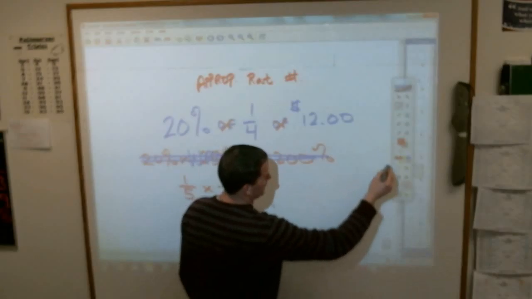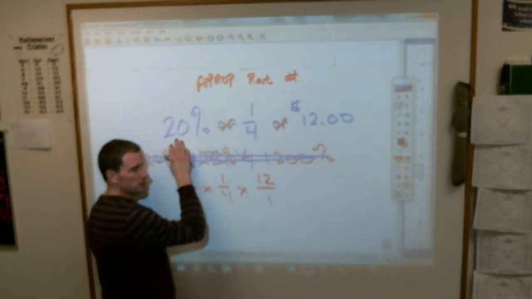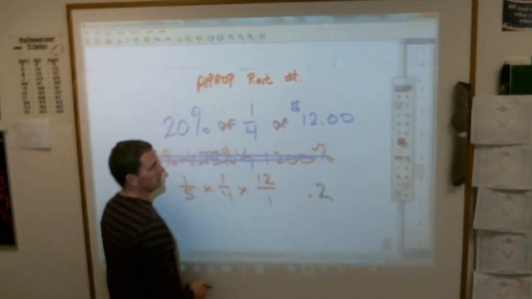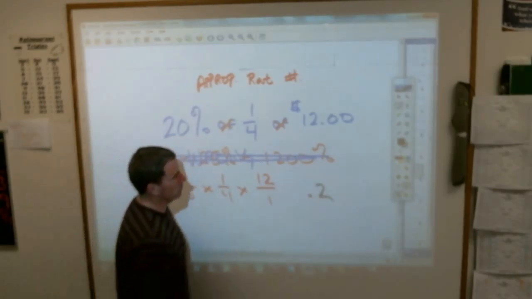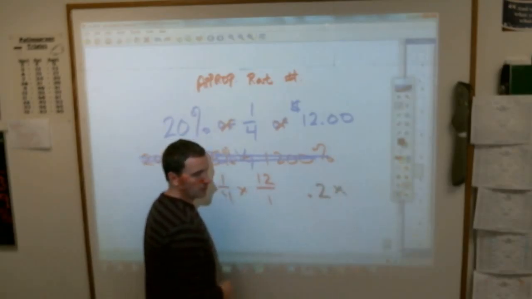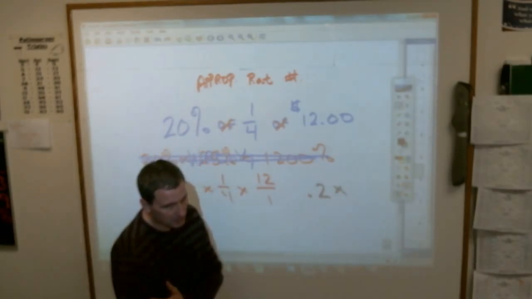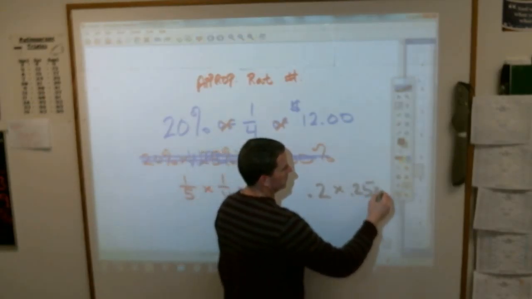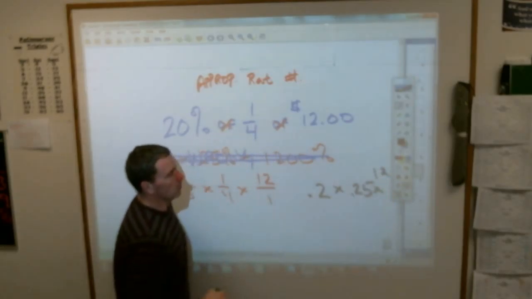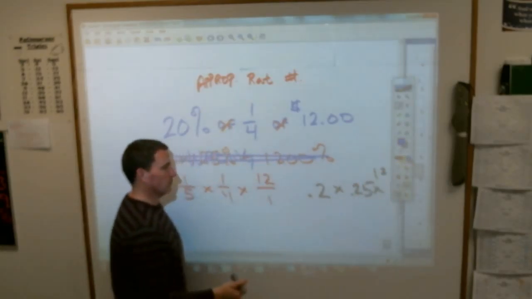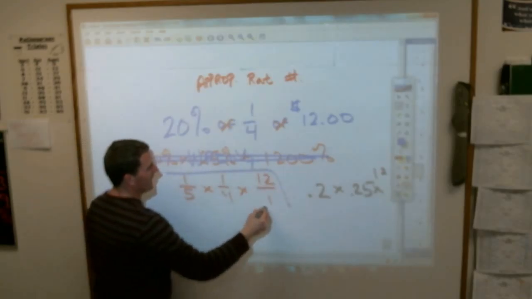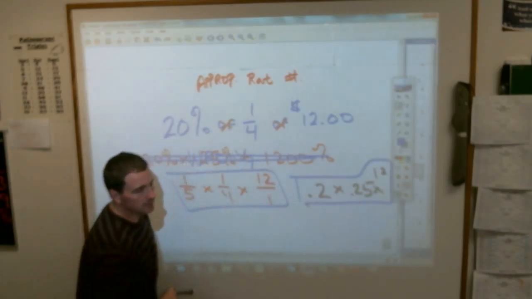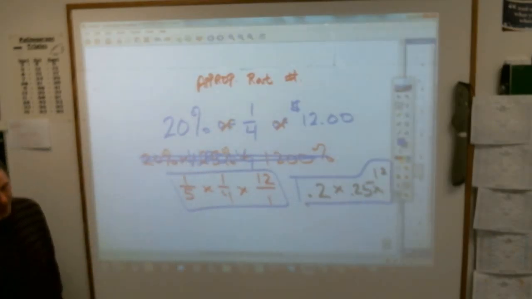If you change them all to decimals, 20% as a decimal is, Ava? 0.20 or 0.2. 1/4 as a decimal is, Ms. Schwartz? A quarter is how many cents? 0.25. And 12 as a decimal is just 12. So the book says, dear 7th graders, look at your two options and decide which one, although there's really not a wrong one, is probably easier to do.